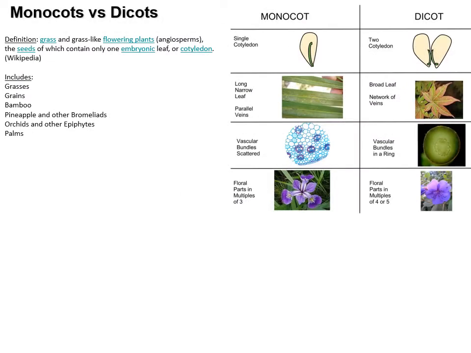Okay, so now we need to define two types of angiosperms or flowering plants, the monocots and the dicots. Really what this refers to is the number of embryonic leaves in a seed. A dicot has two and a monocot has one. And where this name comes from is these embryonic seeds are called cotyledons. So this term is usually shortened to monocot, meaning one, and dicot meaning two.